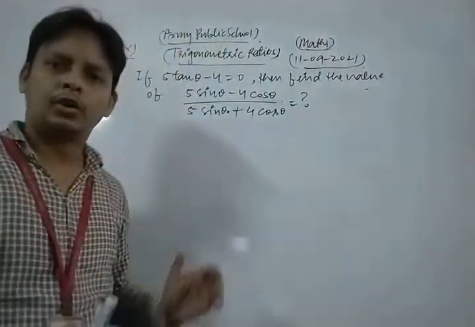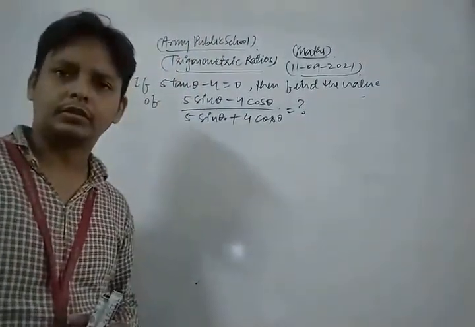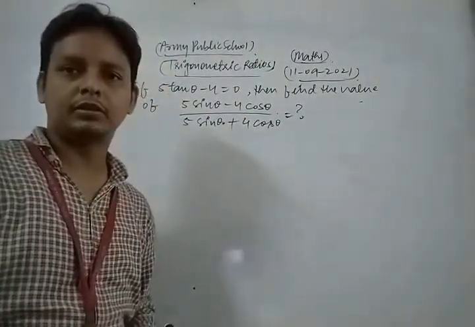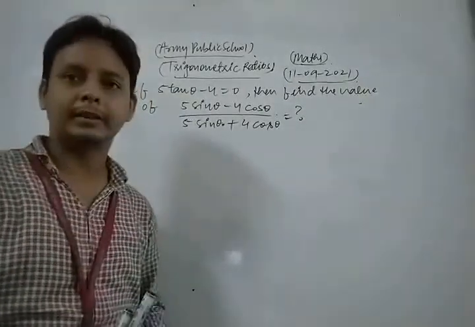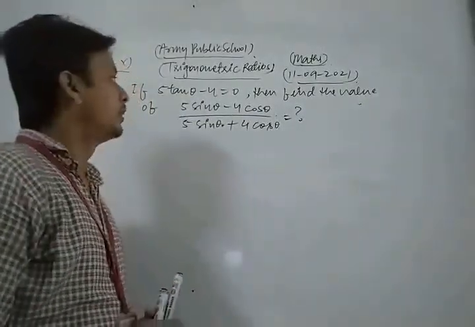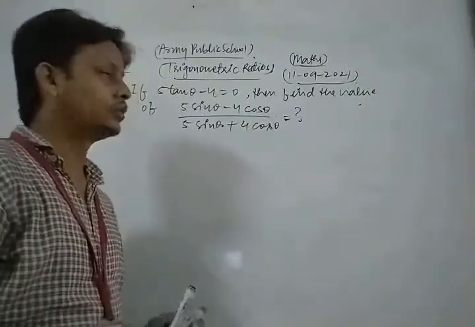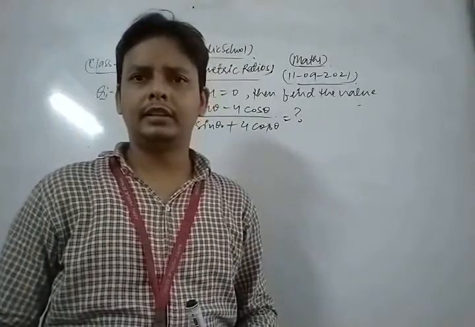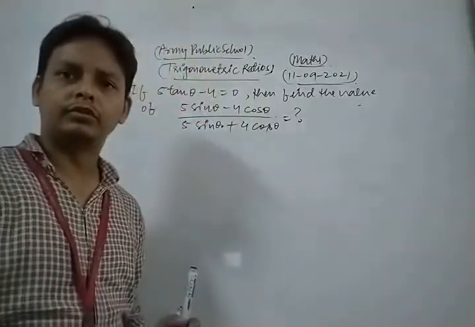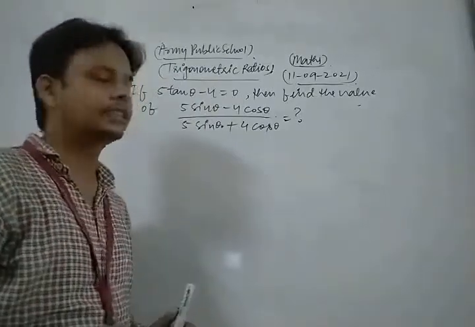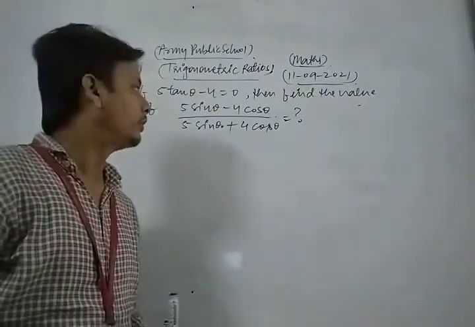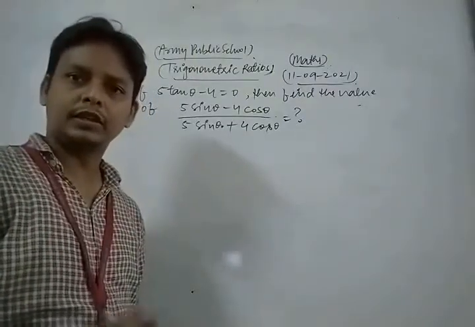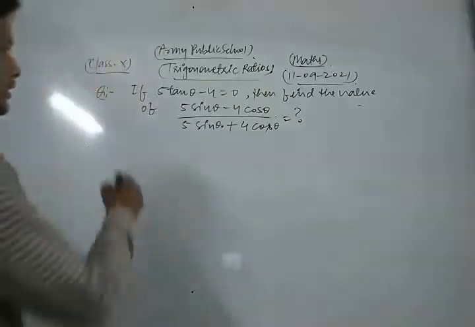Now look, what is the process to solve that question? Dear students, here a very important relation is given in that question: 5 tan theta minus 4 is equal to 0, and we find the value of (5 sin theta minus 4 cos theta) upon (5 sin theta plus 4 cos theta). So what is the process of that question? Let's see its solution.